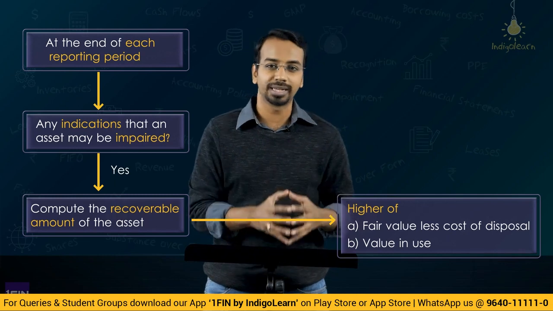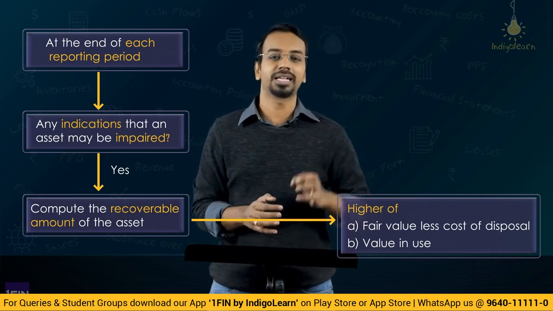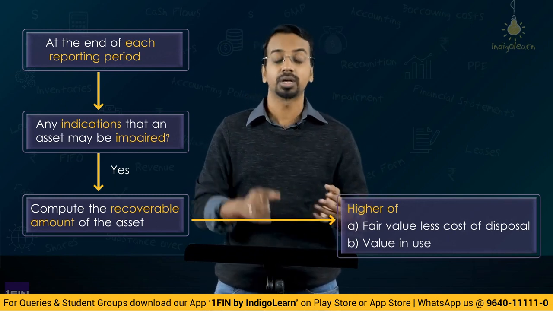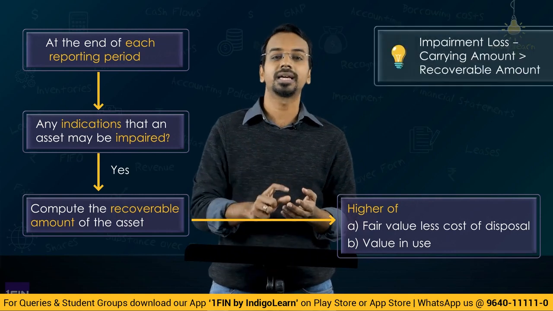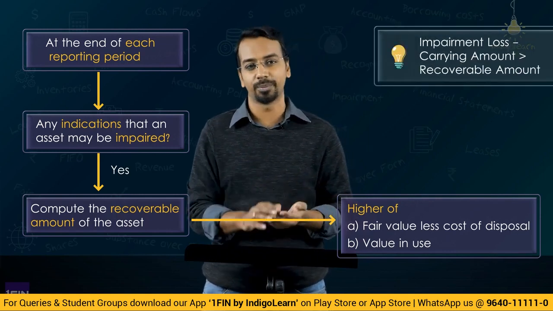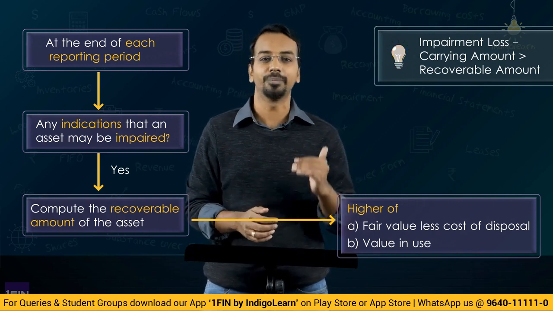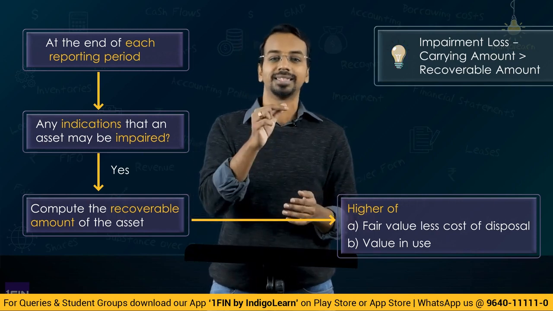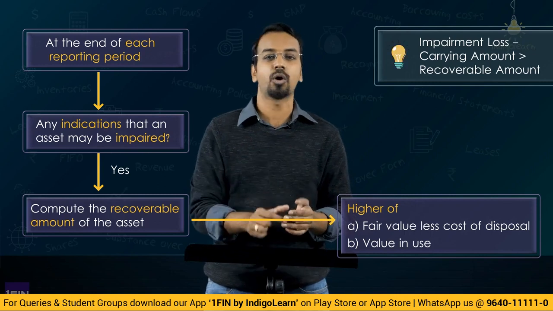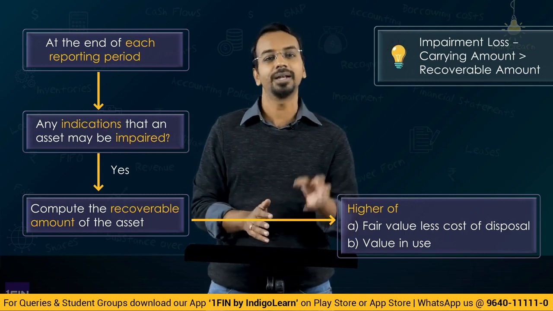Now, after you have computed the recoverable amount, you will have to compare the recoverable amount with the carrying amount. If the recoverable amount is greater than the carrying amount, there is no impairment, but if the recoverable amount is less than the carrying amount, there is an impairment. The difference between this recoverable amount and the carrying amount is called impairment loss.